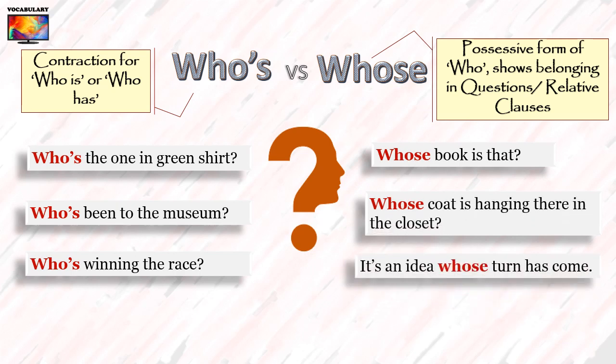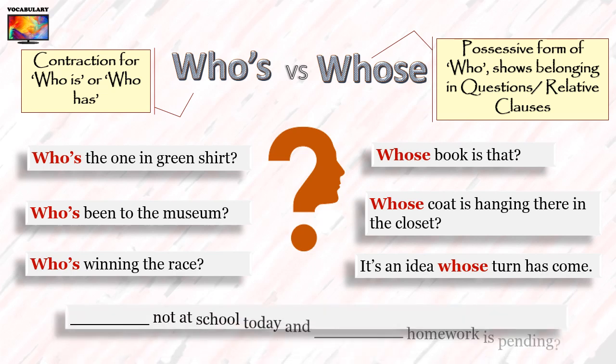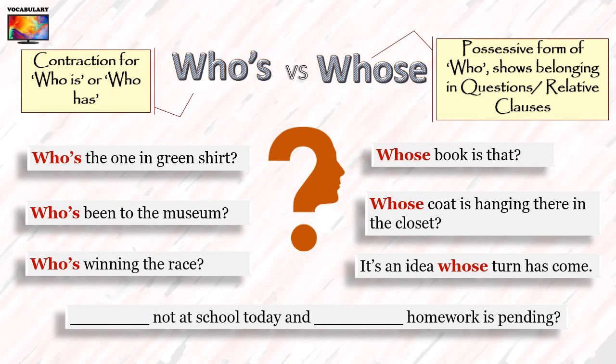One sentence that exemplifies both words is: dash not at school today and dash homework is pending. In the first blank, we read who is not at school. So the correct word is who apostrophe s. In the second blank, we need the possessive form of who, so we fill whose.